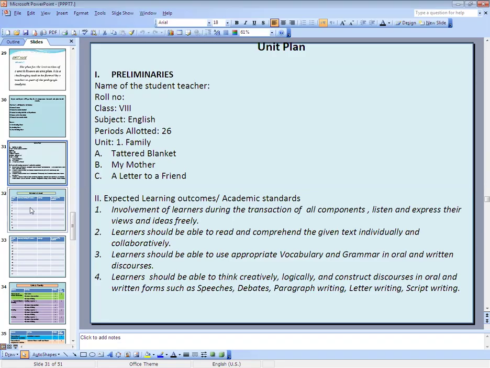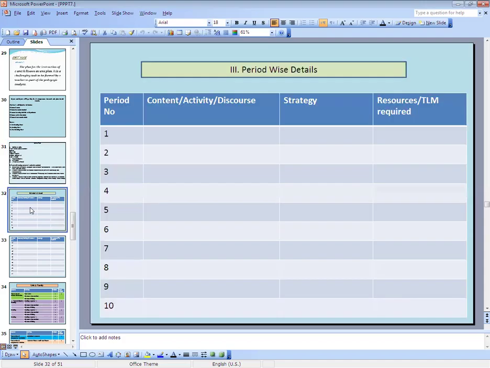This is an example where I have taken the unit 1 and prepared a unit plan for this one. How many periods are allotted? What are the things I am going to do over here? I have mentioned it in this. Next slide, madam.